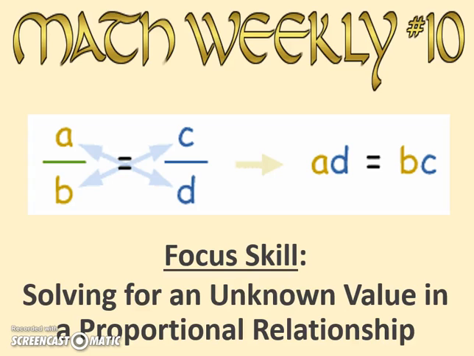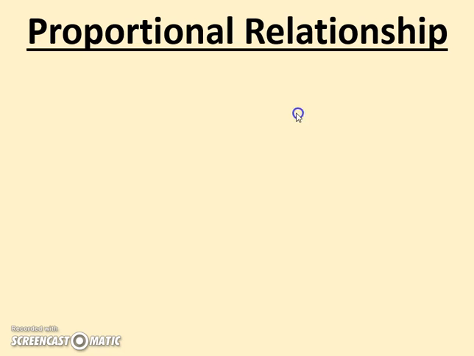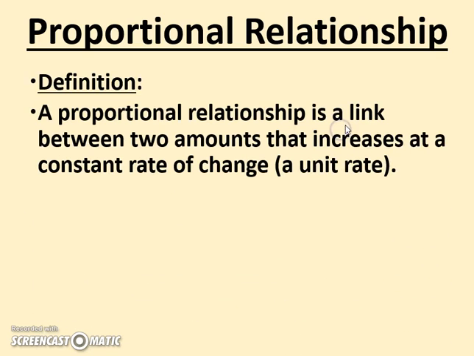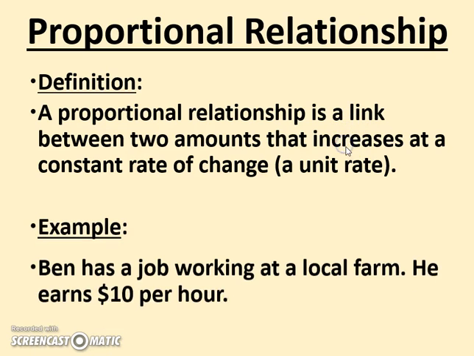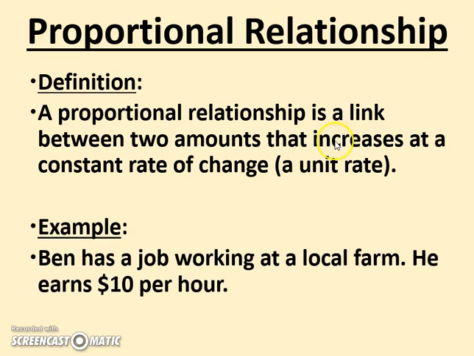Our focus skill in this lesson will be to solve for an unknown value in a proportional relationship, and we will learn two different ways to do this. A proportional relationship by definition is a link between two amounts that increase at a constant rate of change called a unit rate. We have looked at this example in the previous two lessons.